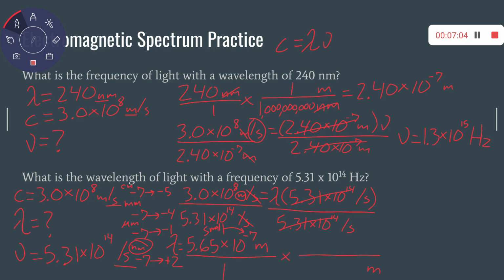So I put meters on the bottom because that's what I want to cancel. I put nanometers on top because that's where I want to go. For every 1 meter, I have 1 billion, 1 with 9 zeros, 1 times 10 to the 9th, nanometers. So then when I multiply my very, very small number times 1 billion, I should get, with sig figs, 570 nanometers. And that is my wavelength in a number that makes sense to my human brain.